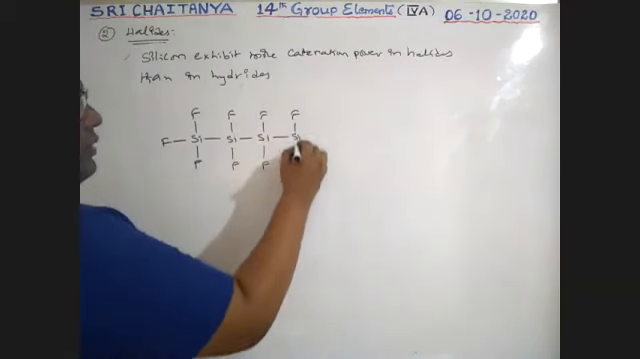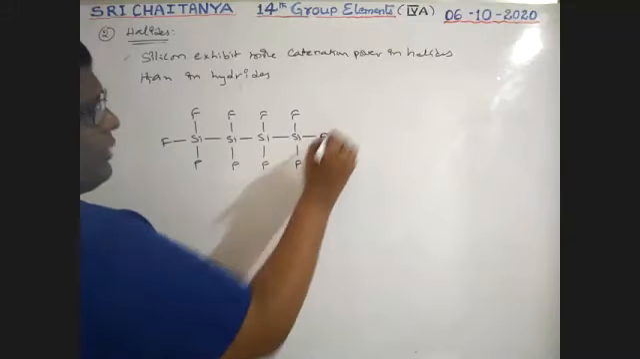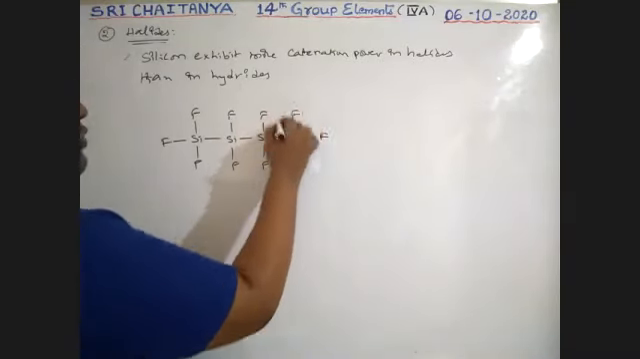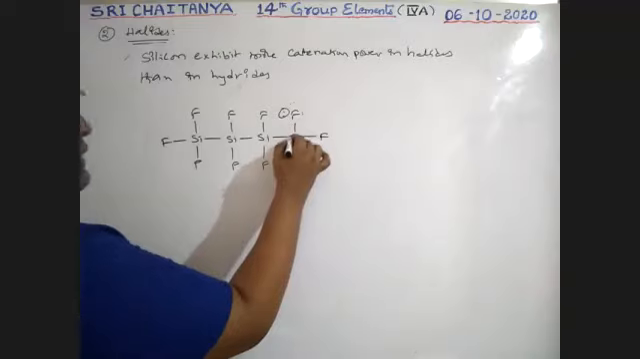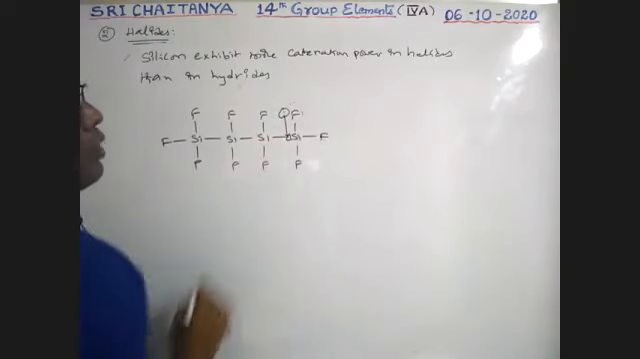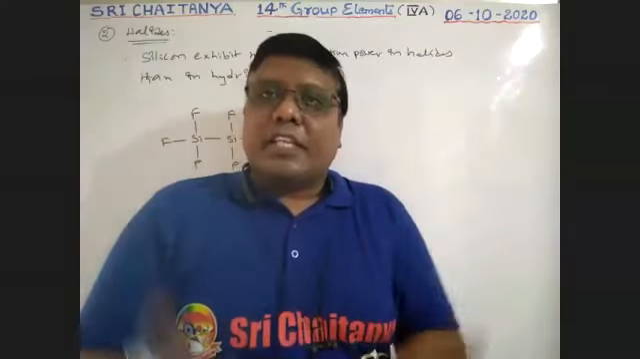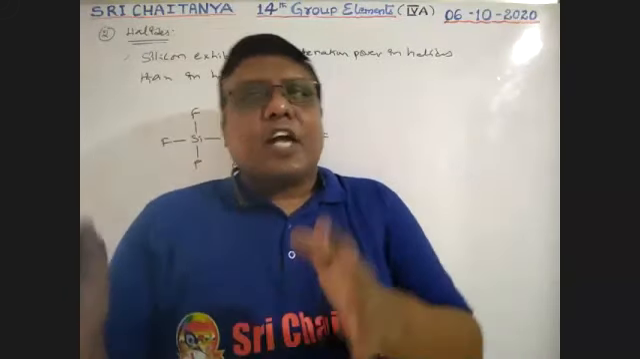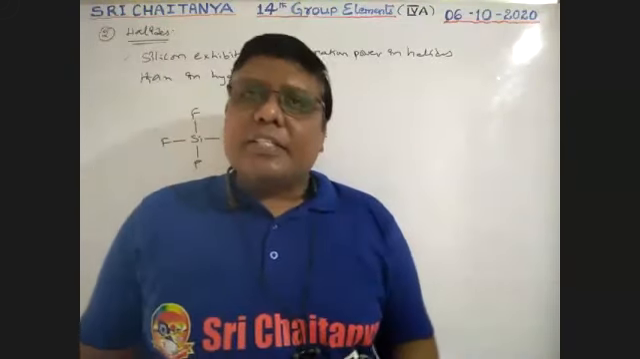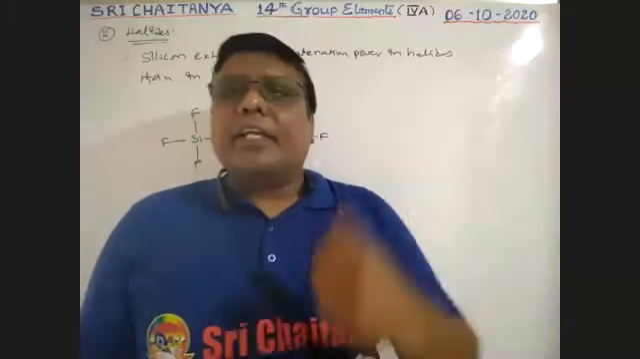Like this, a number of compounds are possible. Fluorine has lone pairs and silicon has empty orbitals, so back bonding is possible. Because of back bond formation, there is double bond character and bond strength is more. Because bond strength increases, catenation power automatically increases. That does not happen in the case of hydrogen.